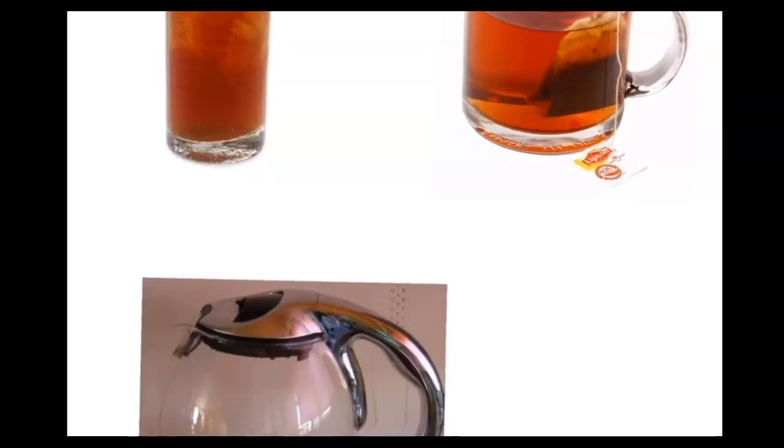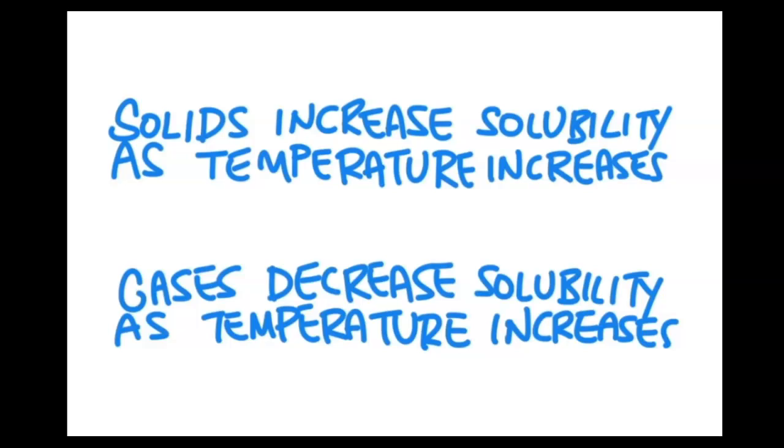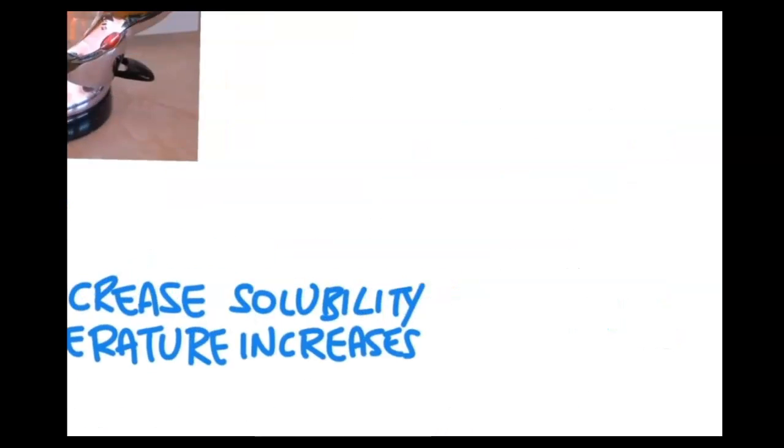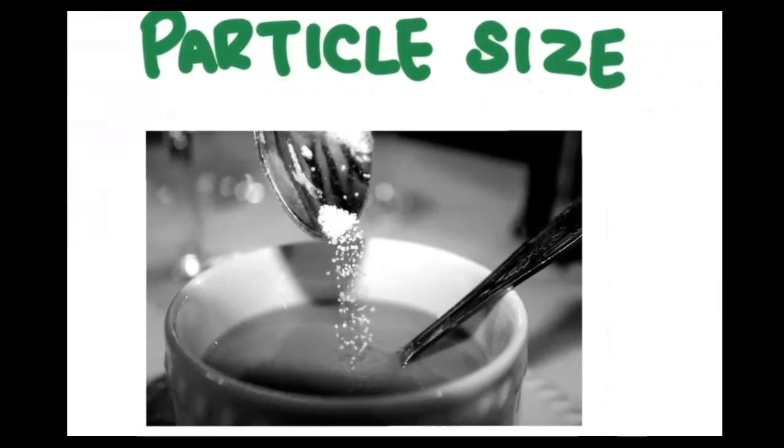Now, what about gases? Well, gases actually work the opposite. In a hot solution, gases will dissolve less, so they'll be less soluble. And so solids are going to increase their solubility as the temperature increases, while gases will decrease their solubility as the temperature increases. All right, the next one here is going to be particle size.